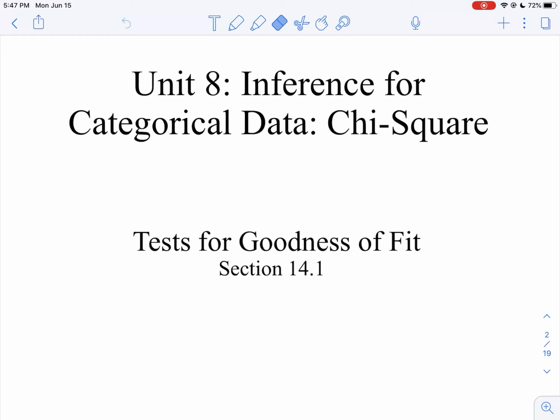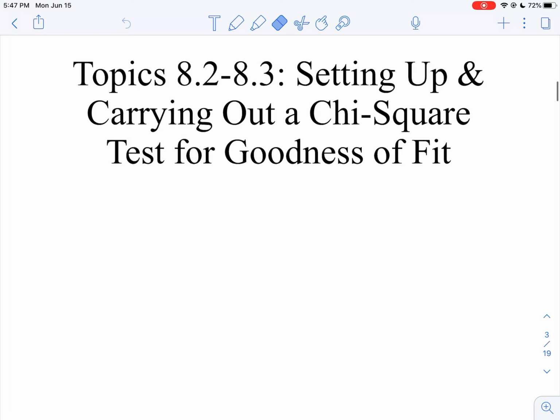So we're starting out with the test for goodness of fit, which in your book is section 14.1. I didn't realize that I'd left that on the slide. This is actually in our new units, topics 8.2 and 8.3, which are called setting up a chi-square test for goodness of fit and carrying out a chi-square test for goodness of fit. So topics 8.2 and 8.3 are all about this chi-square test for goodness of fit. And there are two other chi-square tests that we're going to learn about: the chi-square test for independence or association and the chi-square test for homogeneity.